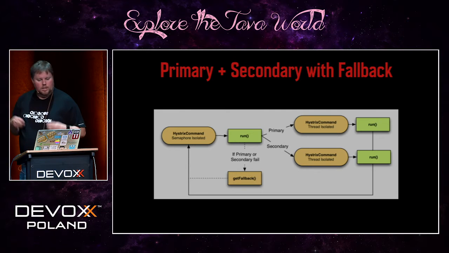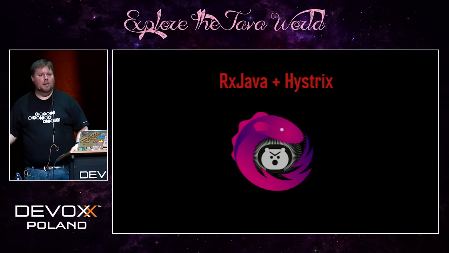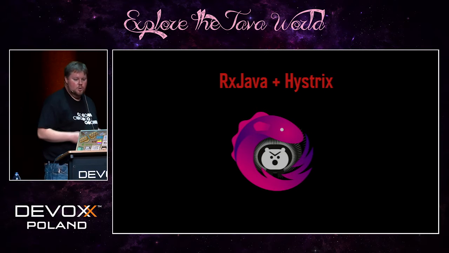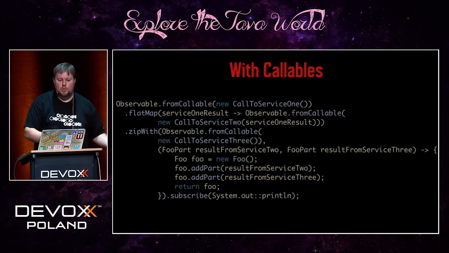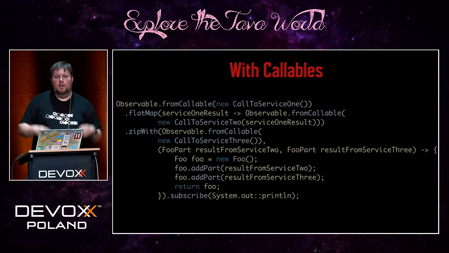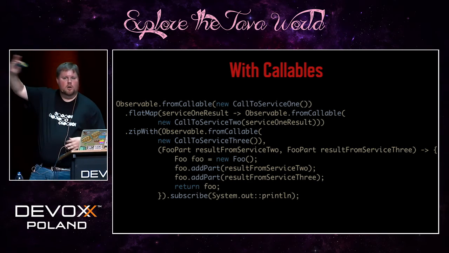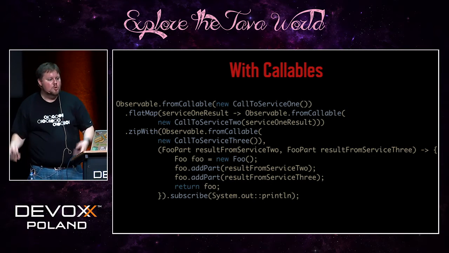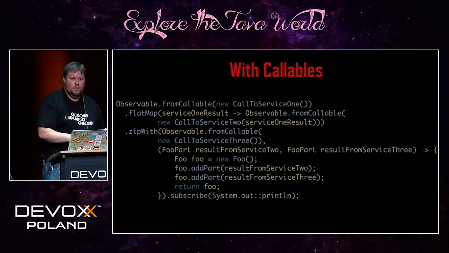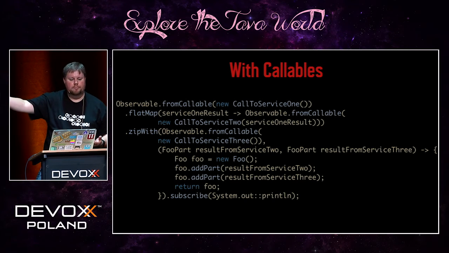So to close all this down, let's talk about how we combine RxJava and Hystrix. Let's go back to our implementation using RxJava with Callables. So we remember this. We've got from callable, we send call to service 1, we flat map that with the call to service 2, passing in the result from service 1. We zip that up with a call to service 3.